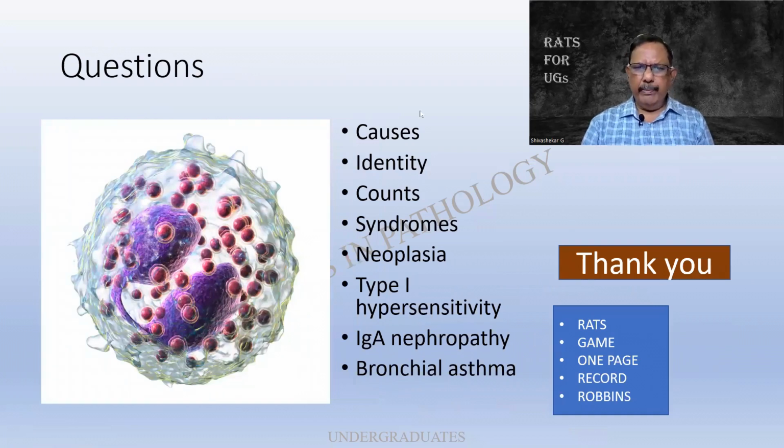The questions that can usually be asked shall be the causes, the identity, the count, and any syndrome that is associated with it. In neoplasia, what are the tumors that are associated with eosinophilia, IgA nephropathy, bronchial asthma, and type 1 hypersensitivity, we shall be remembering. And for all this, I would advise you to kindly go back to this list and complete it before your practicals and viva.